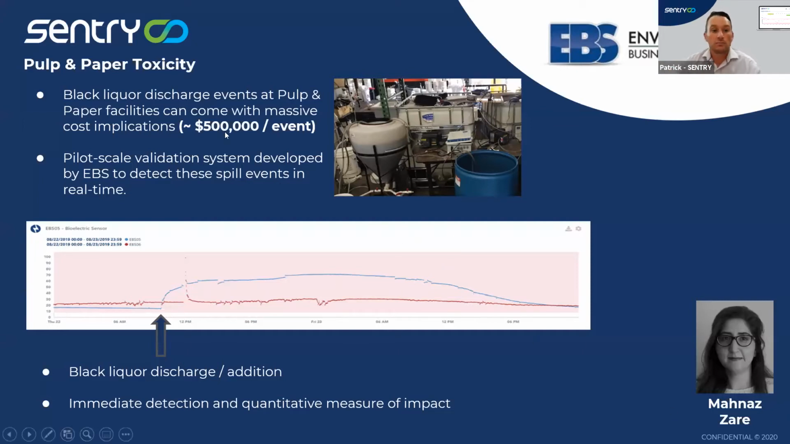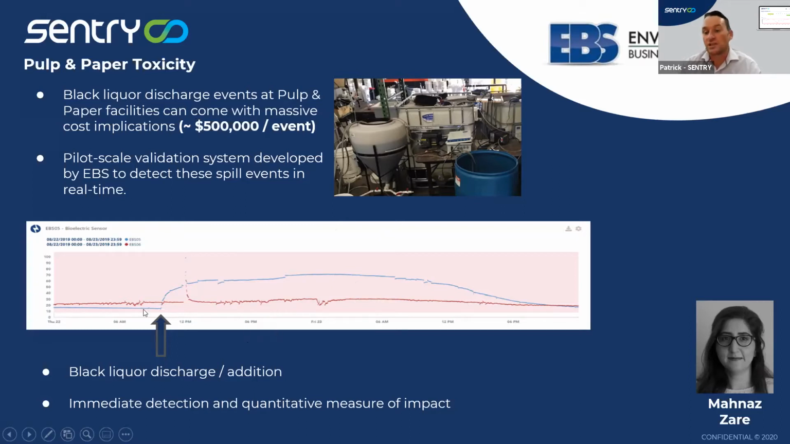insightful and valuable. Those types of discharge events can cost significant amounts, both in terms of lost chemicals, but also in terms of additional requirements for wastewater treatment downstream. So what we did is we worked with EBS first at the bench scale. They created their own pilot scale simulated wastewater treatment plant, and they dosed in the black liquor type material, and we could identify that instantly.